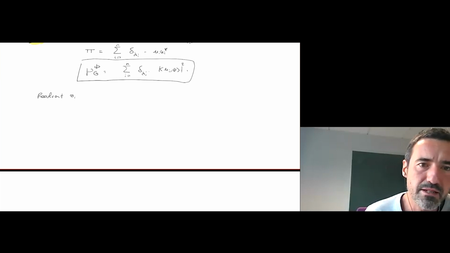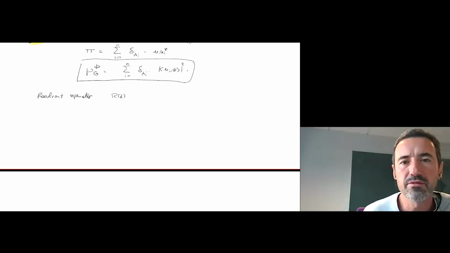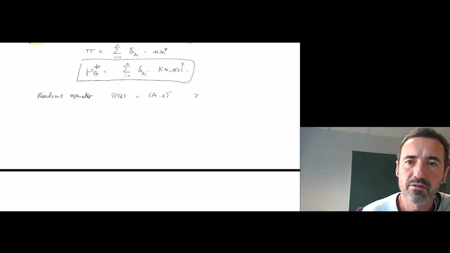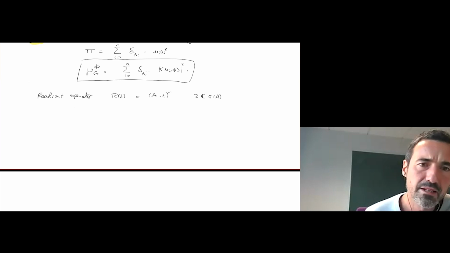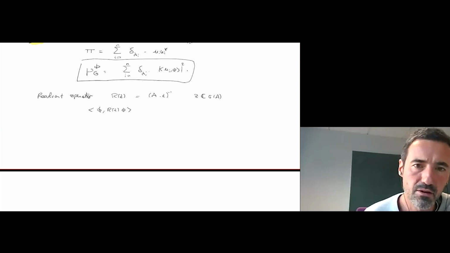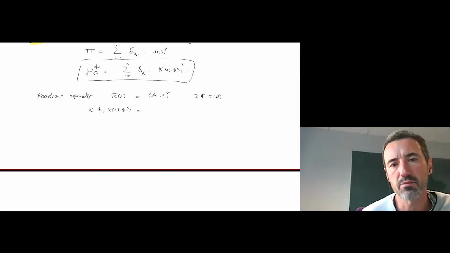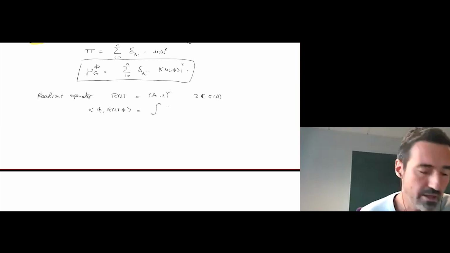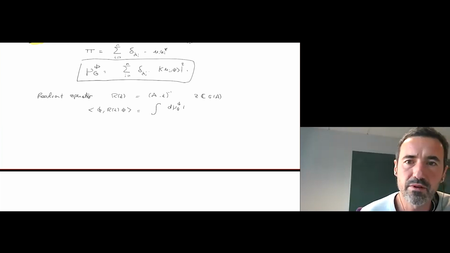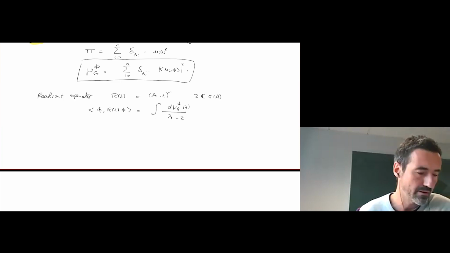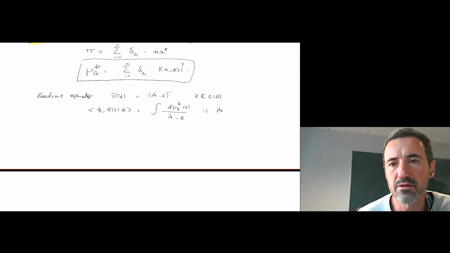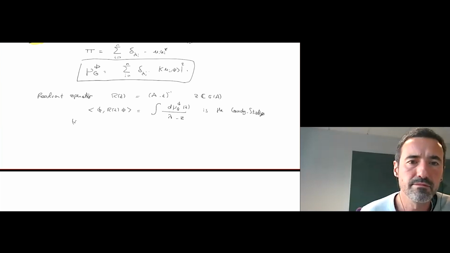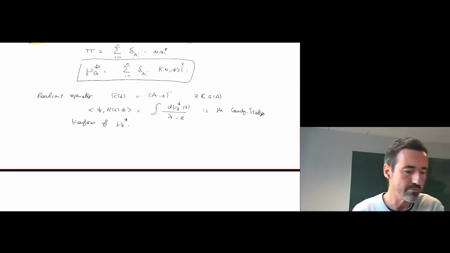There is a resolvent operator which plays an important role in spectral theory, which you define as R(z) = (A minus z)^{-1}, for z not in the spectrum of A. And thanks to this representation theorem, if you take the diagonal term of the resolvent, I mean when you take the scalar product with respect to phi, this is simply the integral of the spectral measure mu_phi(dλ) over λ minus z, which is a Cauchy-Stieltjes transform. So this transform is called the Cauchy-Stieltjes transform of the measure mu_phi.